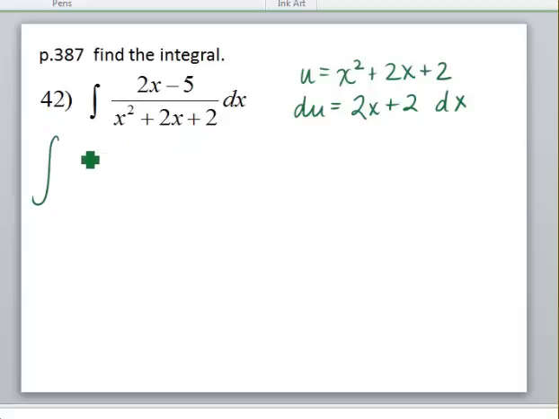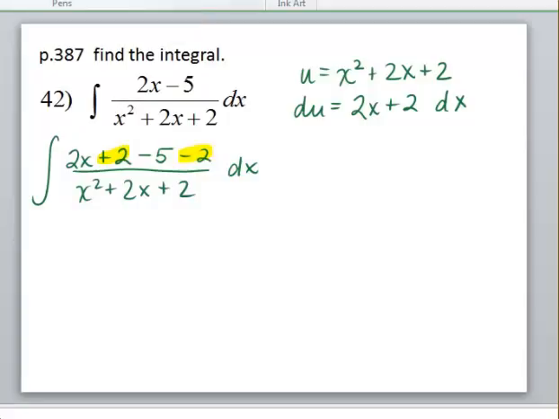What I could do is keep this as x squared plus 2x plus 2, but just change the top so I could get a 2x plus 2. Now, how can I do that? Well, I still have this minus 5, but if I add 2, I can also subtract 2. I'm going to highlight these because I could actually get rid of them and they'd create 0 and I'd go back to where I started, so it's a completely legal thing to do. What that allows me to do is rewrite this as 2x plus 2 over x squared plus 2x plus 2 dx.